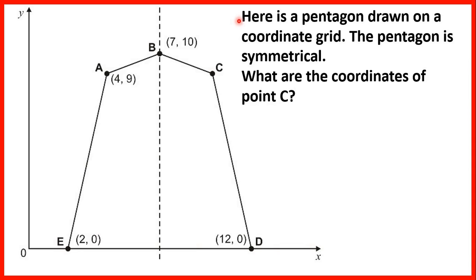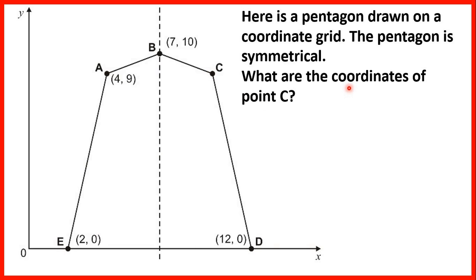Here is a pentagon drawn on a coordinate grid. The pentagon is symmetrical. What are the coordinates of point C? So a pentagon is a 5-sided shape, and if a shape is symmetrical, that means that we have the same reflected on both sides. So point A will be the same distance from the line of symmetry as point C, because that way the same is reflected on both sides.